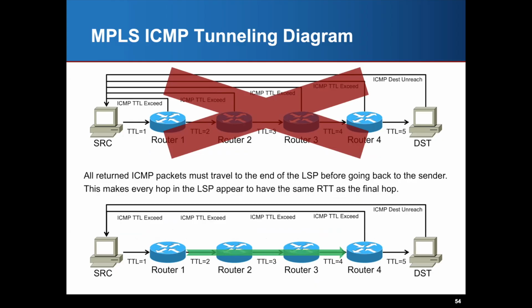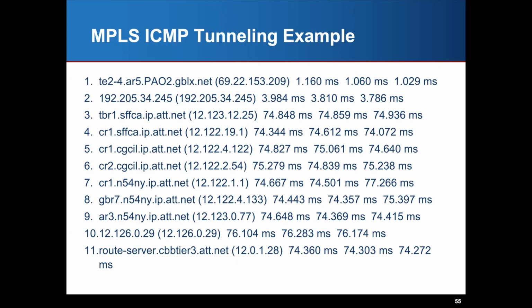So here's an example. Throw out everything that we talked about before about how it comes back from hops 1, 2, 3, 4. And now, as it's generating a packet from router 1 and from router 2 and from router 3 and from router 4, every single one of those things gets carried to router 4 before coming back to you. And if you don't hide the hops inside of MPLS, if you expose the hops, but you use ICMP tunneling, what it does is it makes every hop along the path look and have the same latency as the endpoint. So here's an example of that across AT&T.